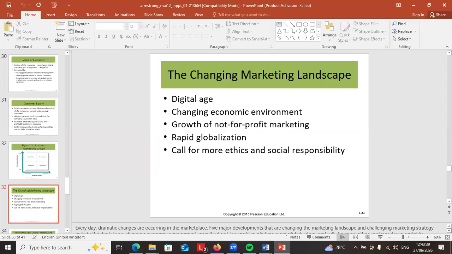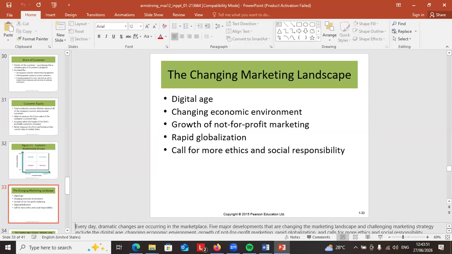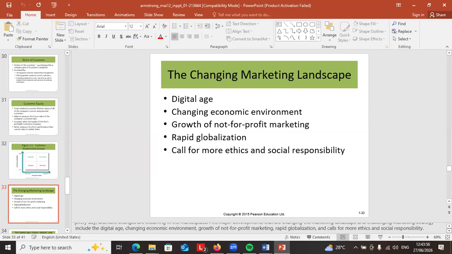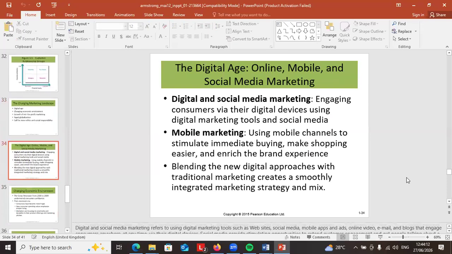Now, every day, dramatic changes are occurring in the marketplace. Five major developments that are changing the marketing landscape and challenging marketing strategy include the digital age, changing economic environment, growth of not-for-profit marketing, rapid globalization, and the call for more ethics and social responsibility. So we take them one by one.